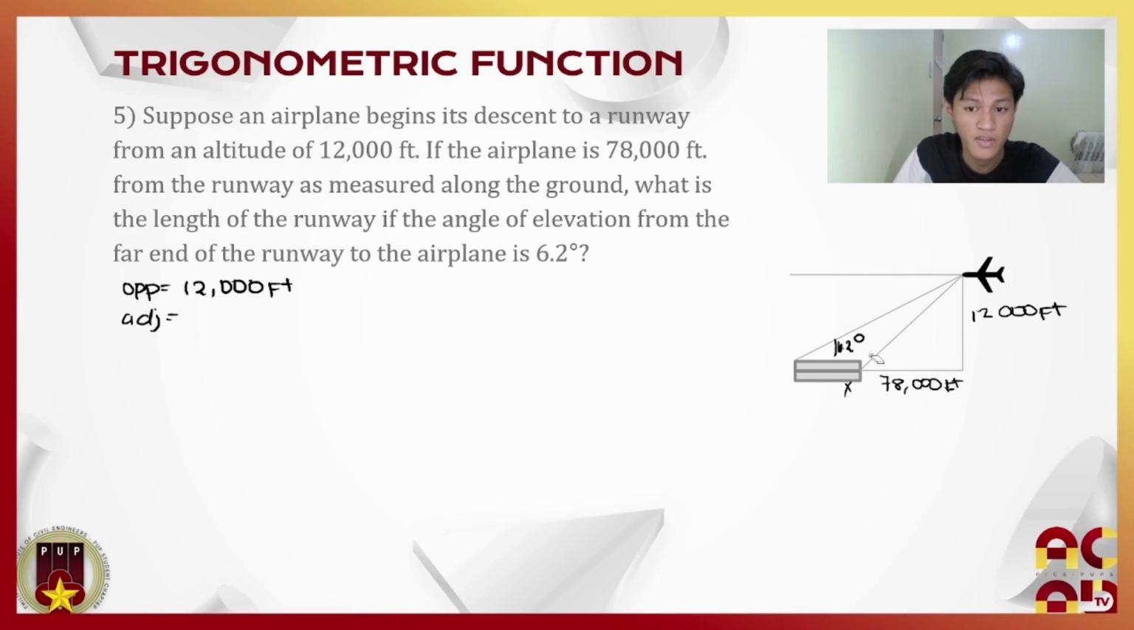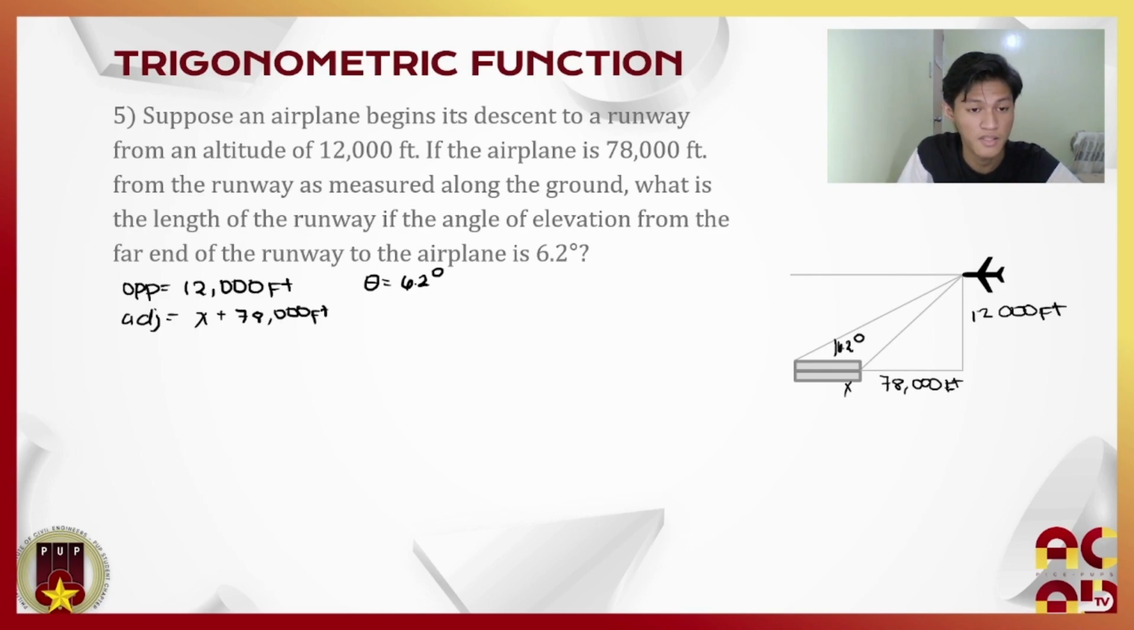So, with that, ano yung adjacent natin? So, basically, ayan ay yung sum ng lahat ng values na meron tayo dito sa adjacent part ng runway. So, that is the length of the runway, x, plus yung measurement ng dulo ng runway to the airplane, which is 78,000 feet. Sum lang siya nung mga values na meron tayo dito sa baba. And then, theta, which is 6.2 degrees. So, meron tayong opposite and then meron tayong adjacent.